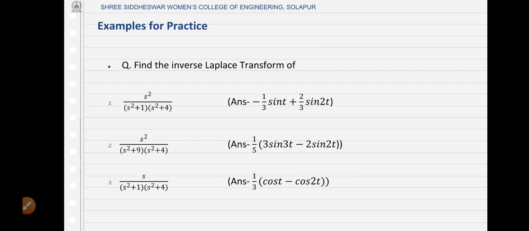Okay, so practice all these types of examples of the method of partial fractions very well. Thank you.